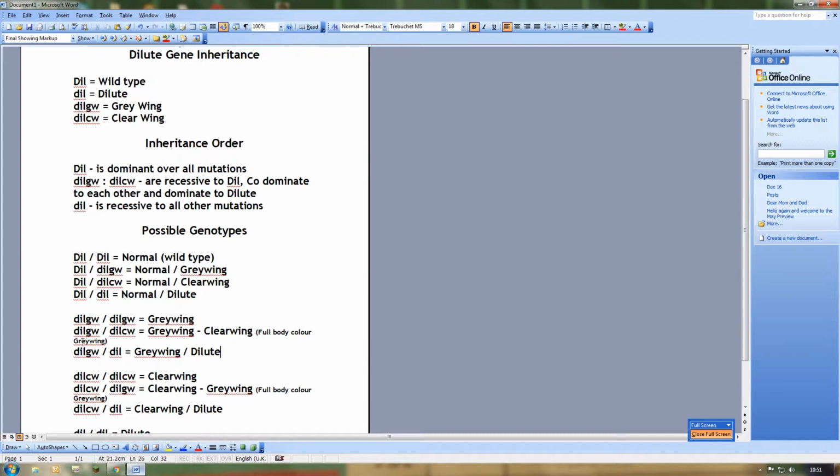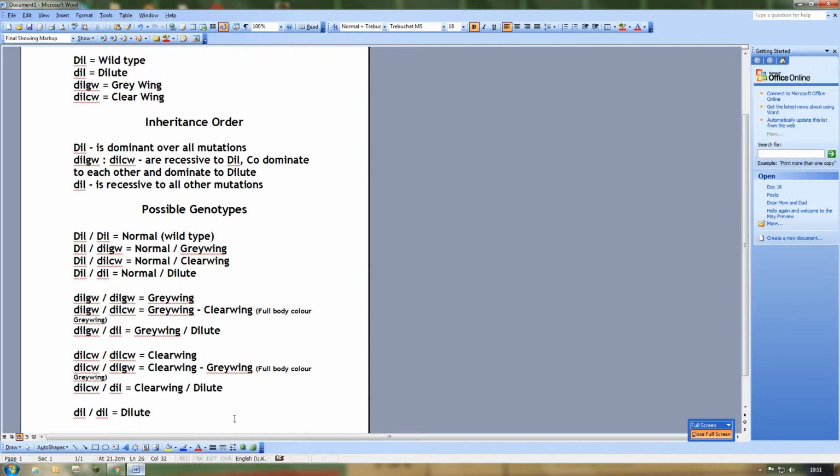We can have this opposite way round to the one that we had up here, where we've got a clear wing mutation with a grey wing mutation, in which case again it will be a clear wing grey wing, which in effect is a full body coloured grey wing. And then we could have the clear wing and a dilute mutation, in which case it will be a clear wing split for dilute. So it will look clear wing and it will be split for dilute.